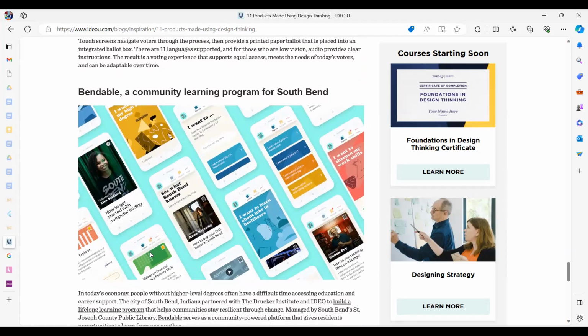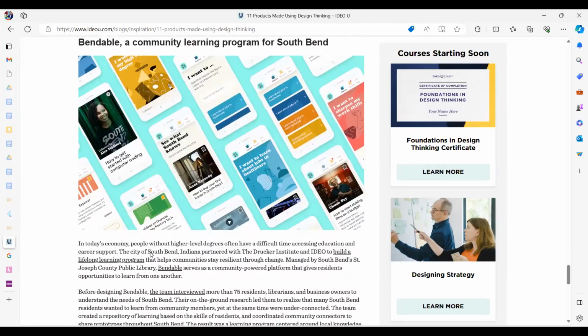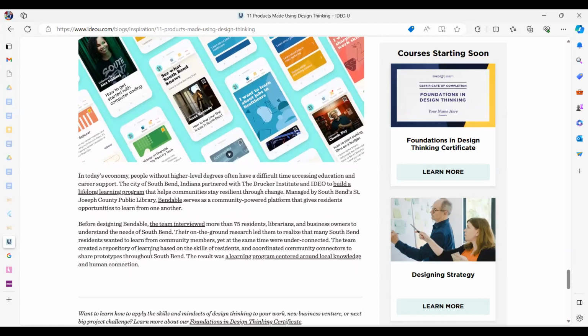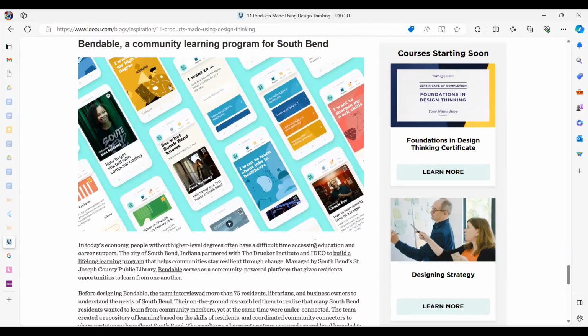Another one, Bendable, a community learning program for South Bend. So the team interviewed more than 75 residents, librarians, and business owners to understand the needs of South Bend. Their on-the-ground research led them to realize that many South Bend residents wanted to learn from community members, yet at the same time were underconnected. So this is again another mobile app where they connected people who want to learn with where the resources are, like the libraries and the teachers.